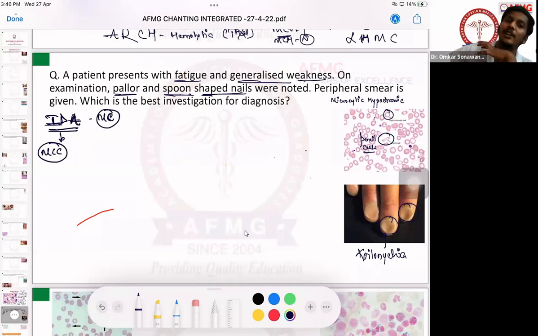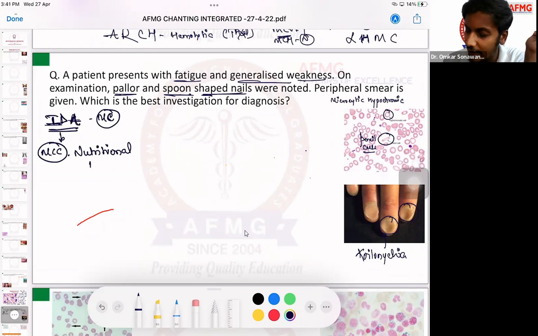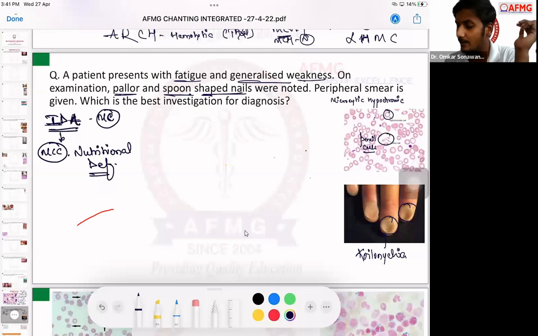Long-term menorrhagia in a patient can cause iron deficiency anemia, but please remember, the most common cause of iron deficiency anemia is nutritional deficiency. The most common cause is decreased iron intake in food, or nutritional deficiency of iron usually. Therefore, it is more common in developing countries, like India. Okay, no issues with this.